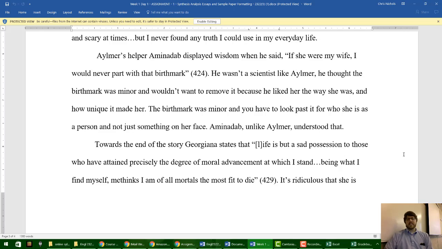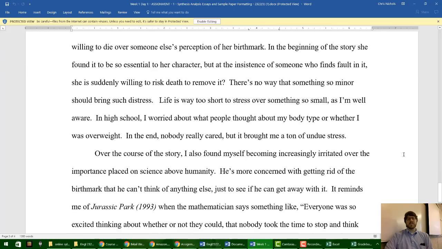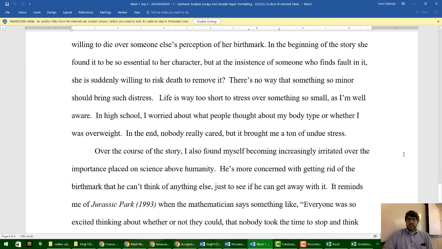Toward the end of the story, Georgiana states that life is but a sad possession. Oh, I'm sorry. I got to do my Georgiana voice. Toward the end of the story, Georgiana states that life is but a sad possession to those who have attained precisely the degree of moral advancement at which I stand. Being what I find myself, methinks I am of all mortals, the most fit to die. It's ridiculous that she is willing to die over someone else's perception of her birthmark. In the beginning of the story, she found it to be so essential to her character, but at the insistence of someone who finds fault in it, she is suddenly willing to risk death to remove it. There's no way something so minor should bring such distress.